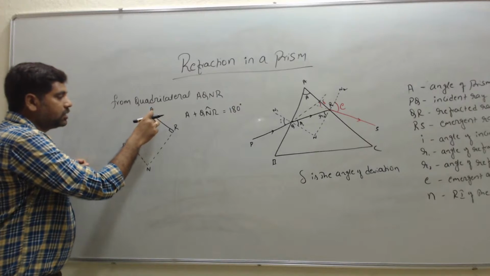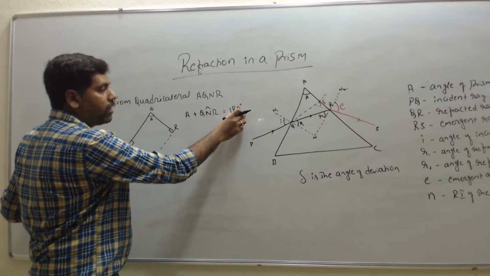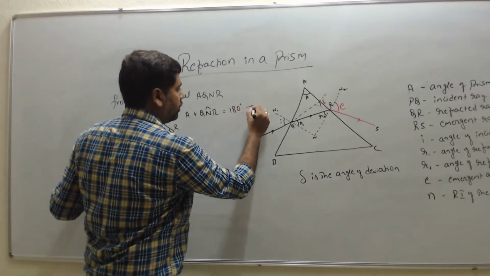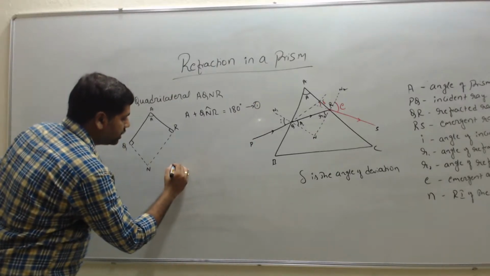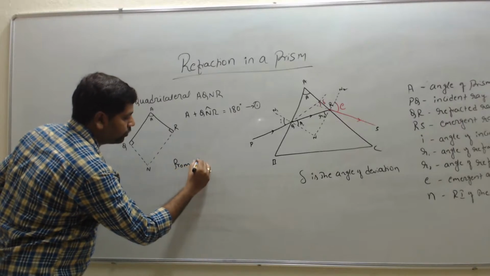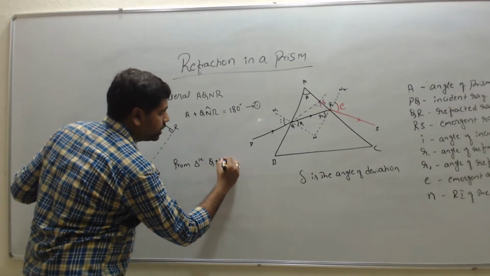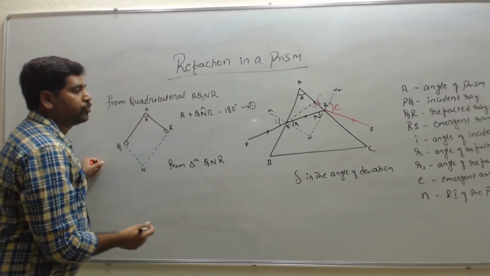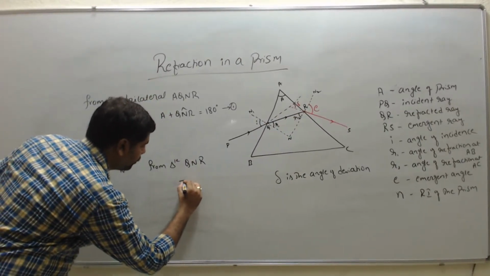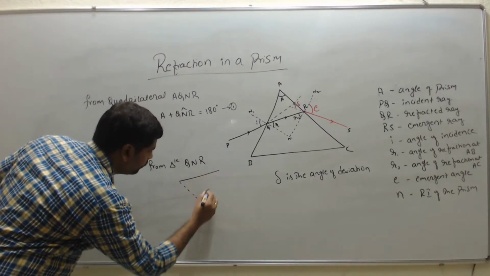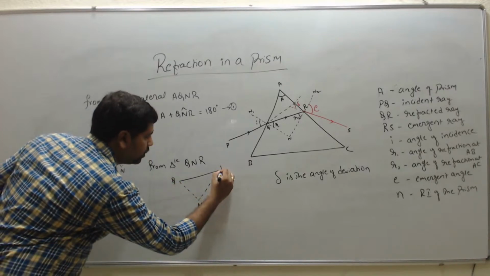So the remaining angles give angle A plus angle N, that is, angle A plus angle QNR equals 180 degrees. Call this the first equation. Next, considering the triangle QNR, if we draw this one like this, it is Q, N and R.